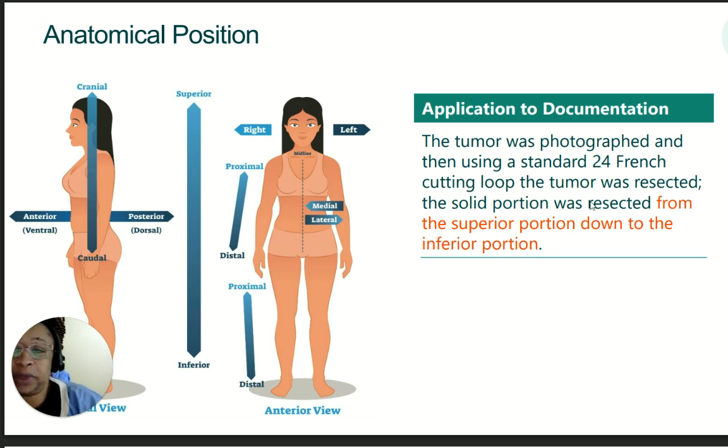So, in the application of the documentation, it says that the tumor was photographed and then using a standard 24 French cutting loop, the tumor was resected. The solid portion was resected from the superior portion down to the inferior portion. So if you see here in the actual graph, superior is here, all the way to inferior, which means up and down.